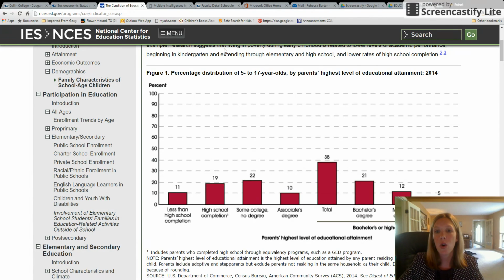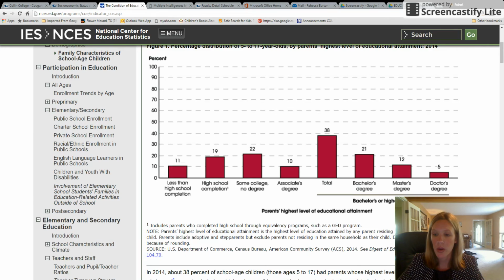So you can see the overall distribution of 5 to 17-year-olds. This is what that makeup looks like. So about 38% of those families have a bachelor's degree or higher, meaning that the rest of the population doesn't have a bachelor's degree. So they have some form or level of education ranging from less than high school up to an associate's degree or some college education. And you'll notice that families with doctorate degrees are a small percentage of the population, about 5%. Okay, so what?